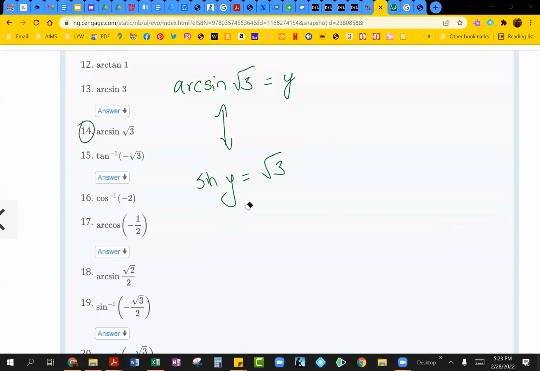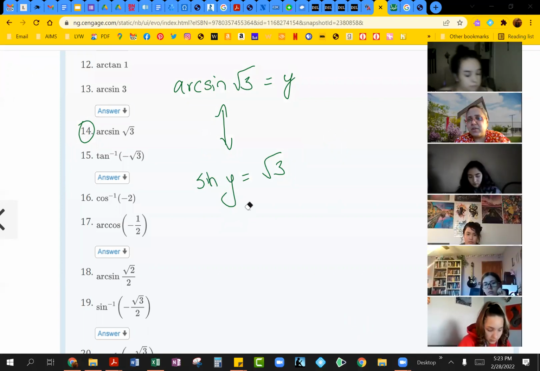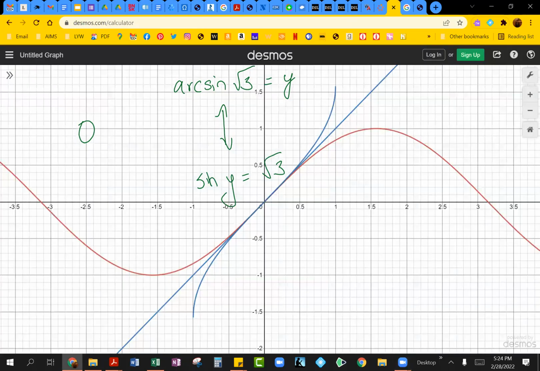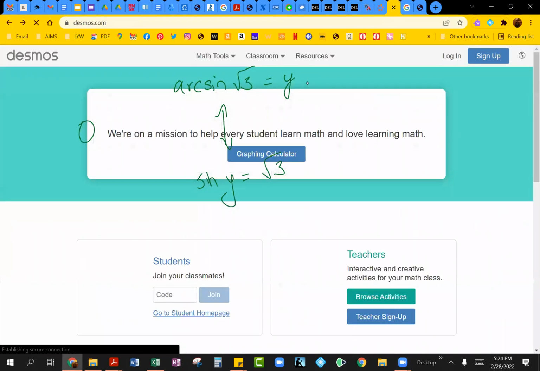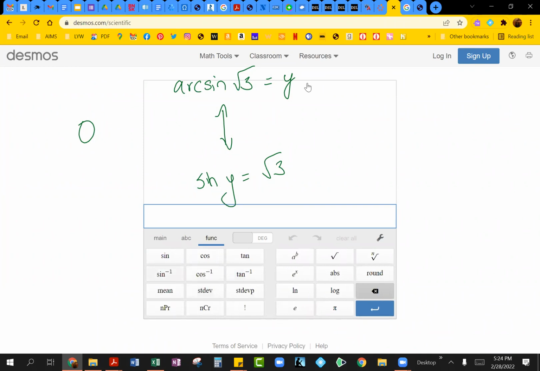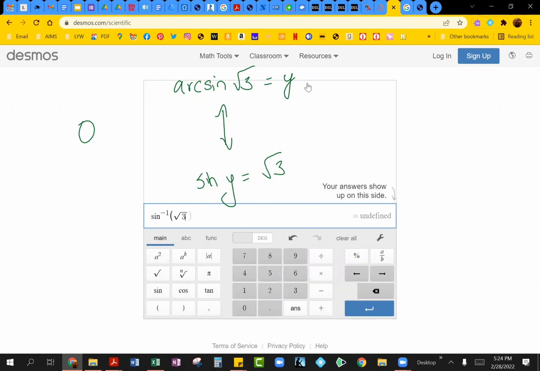And what happens if you just try to plug in arc sine of square root of 3 in your calculator? What does your calculator tell you? Yeah, it's going to give you an error. Android gives you a domain error. Let's see if we can go into our little Desmos over here. We'll just pick our little scientific calculator. So we are doing sine inverse, which is our arc, and then square root of 3. And you can see we're already getting undefined.